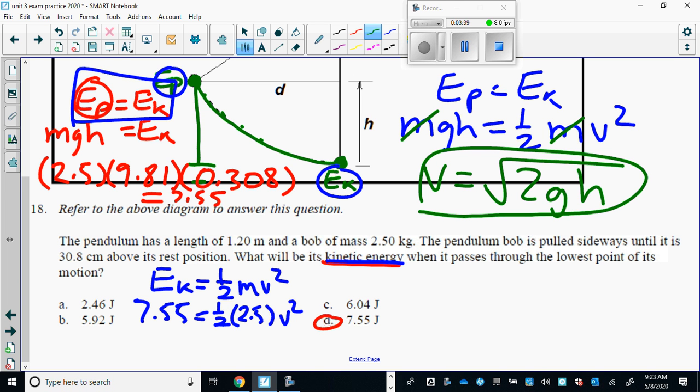Let's just do that quickly. Square root of 2 times 9.81 times the height, 0.308, in the brackets, equals 2.546. So that's if they're asking for velocity, that's how you're going to do it.